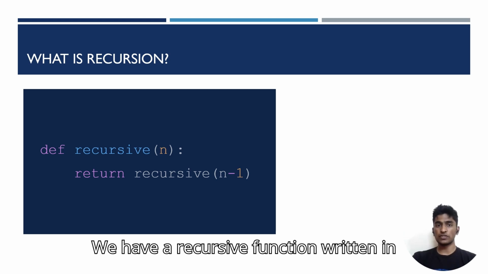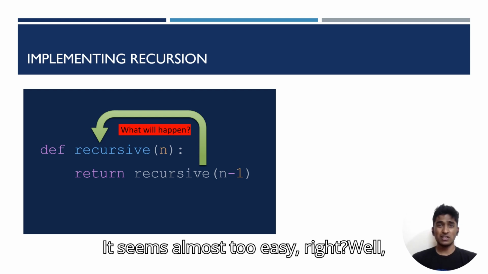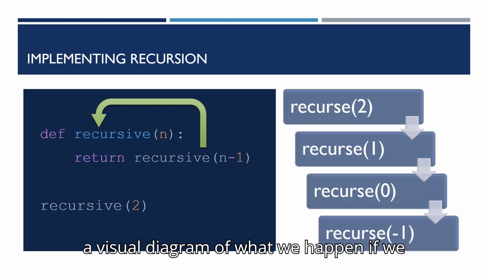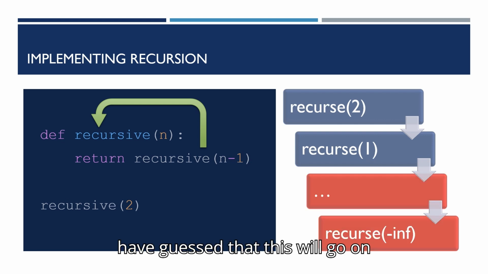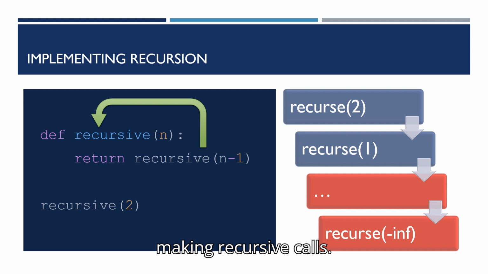We have a recursive function written in Python which returns itself. It seems almost too easy, right? Well, there are a few minor catches, but let's see what happens when we run this. So here's a visual diagram of what would happen if we call this function with an input of 2. The function will call itself with n-1, but it doesn't stop there. You might have guessed that this will go on infinitely. That's because there is no condition on which the program stops making recursive calls.